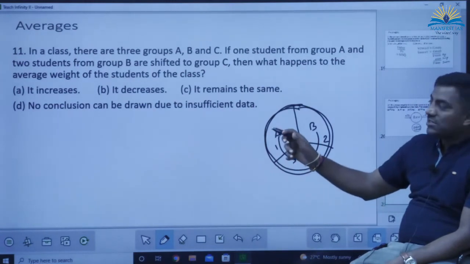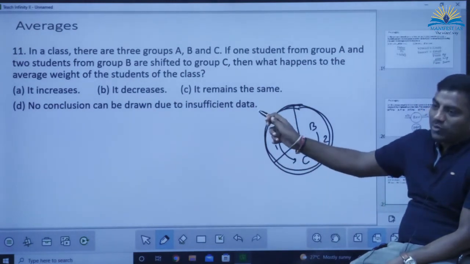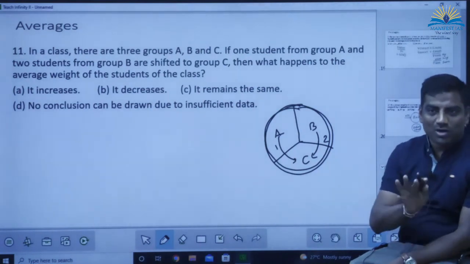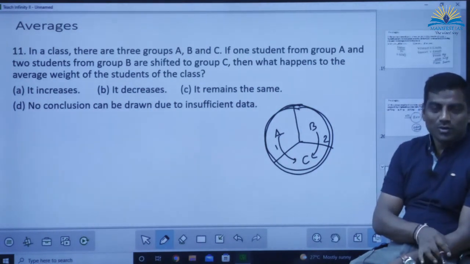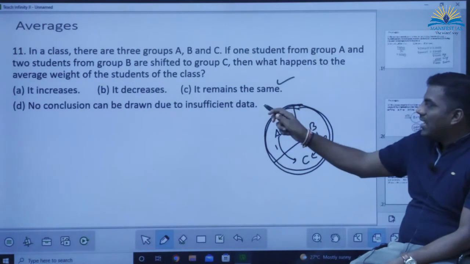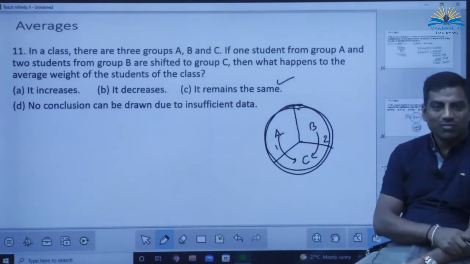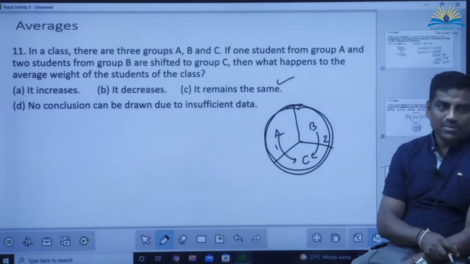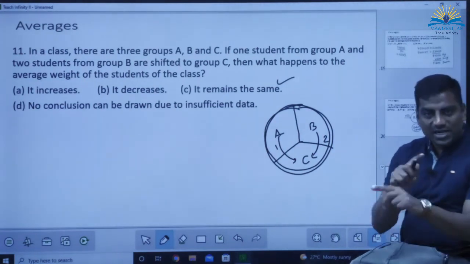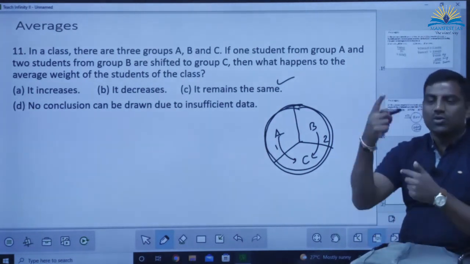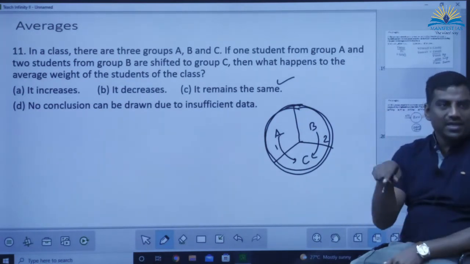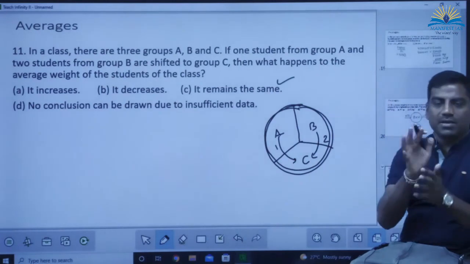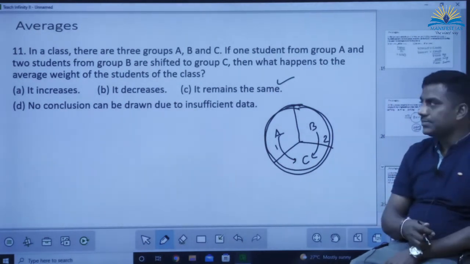But by mistake, people will take the last option, that no conclusion can be drawn. Conclusion can be drawn: no change is happening. You should know the difference between options C and D. The average is remaining the same because only internal changes have happened. There is no external change. Internally there is variation, but we are calculating for the entire team or entire class.